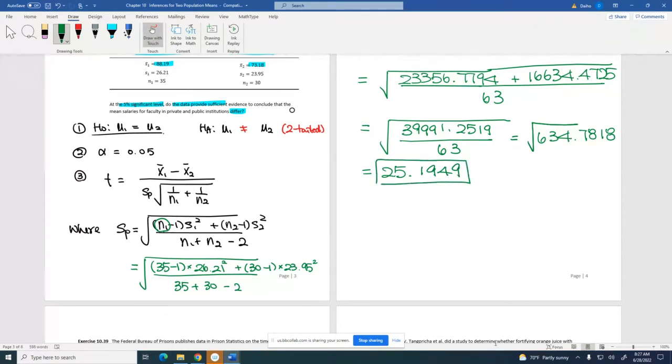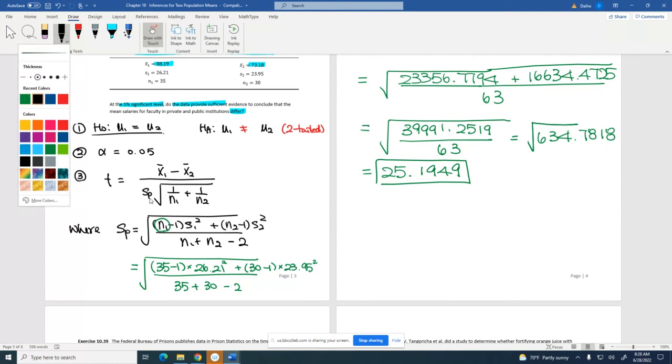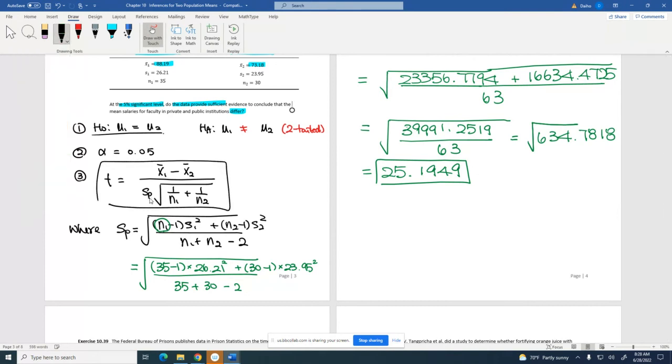It's 25 point something? Am I right? Exactly the same? Is it a test statistic? I'm so sorry. It is not a t-score. It is not a test statistic. It is just the SP. Let's get the t-score. Okay, the t-score is here, right?